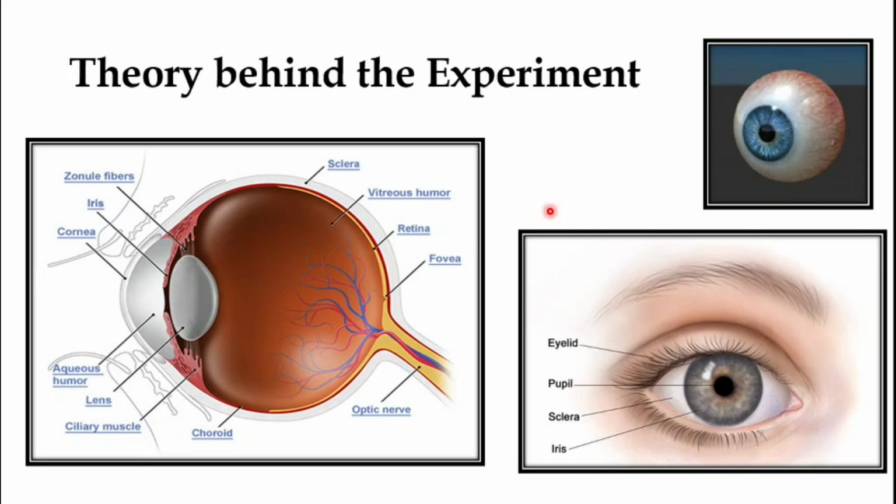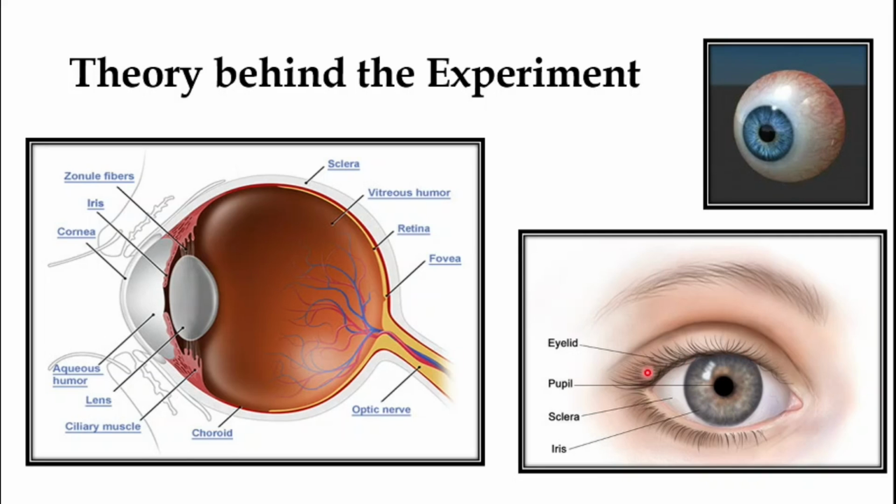Right, so before we talk about the experiment, let's discuss the basic anatomy of the eye, the basic structure of the eye. This is how the normal eyeball looks. If we look at the external view of the eye, this white area is known as the sclera. This colored area, which is responsible for giving the color to the eye, is known as the iris. And there is a central aperture in the center of the eye through which light enters the eye, that is known as the pupil.